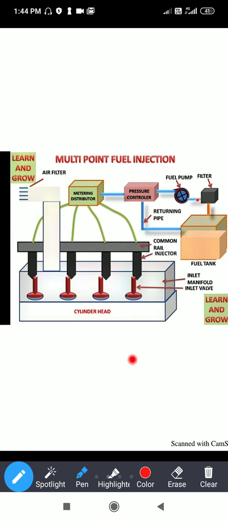This common rail is nothing but a copper tube or metallic tube, in which the continuous fluid is supplied to each and every injector. So this is a common rail.